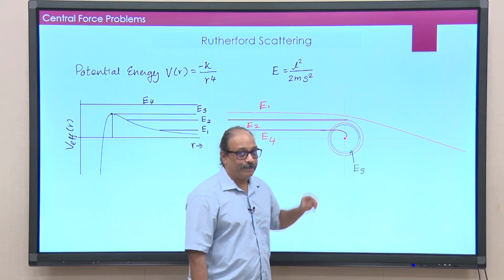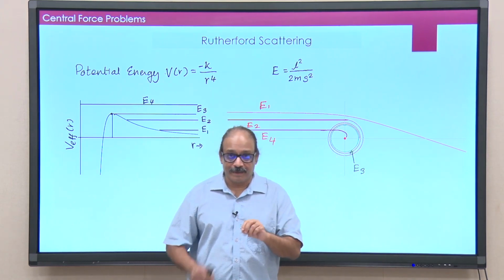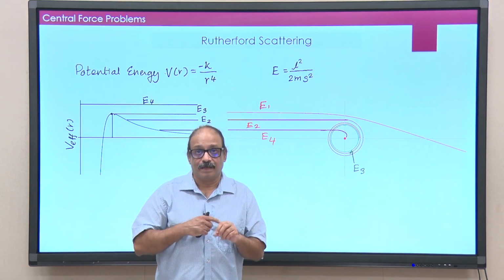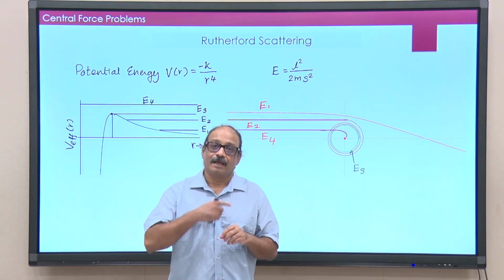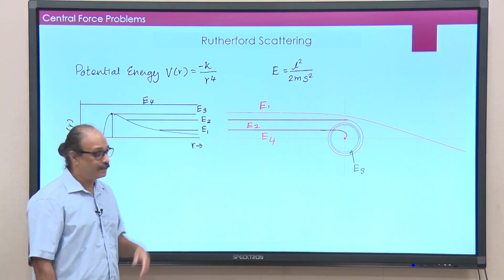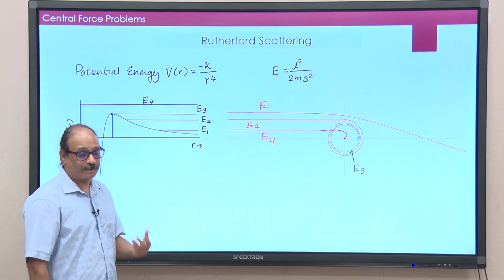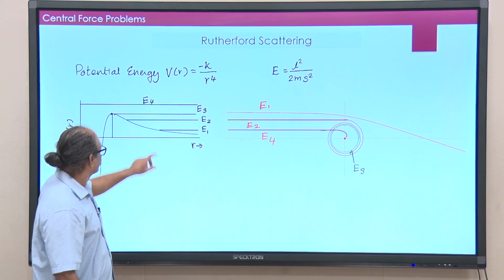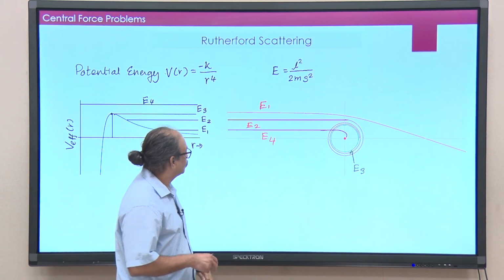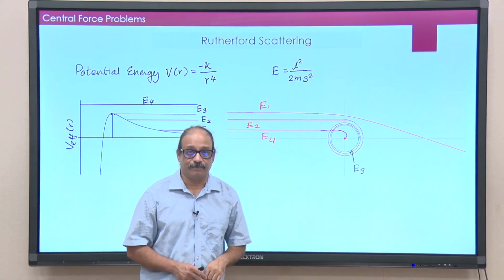Only thing is, by the time it comes to the closer point, it would have done several rounds, revolutions around the scatterer, and then eventually ejected with some deflection angle. Okay, and we do not know how to calculate that deflection angle right away. And in case of E4, what will happen in case of E4?